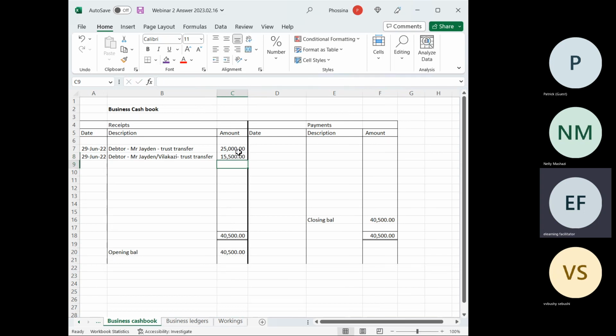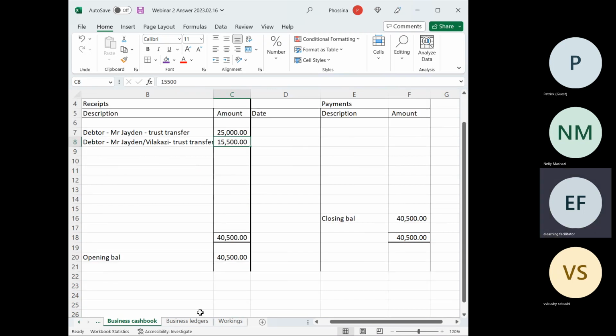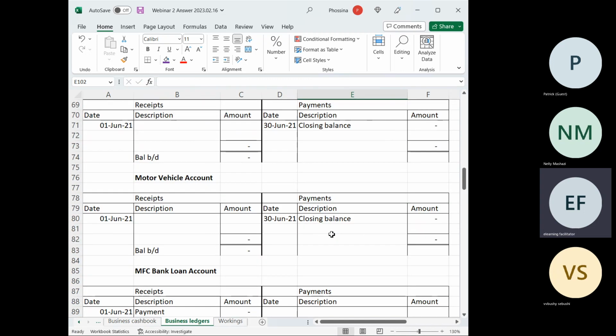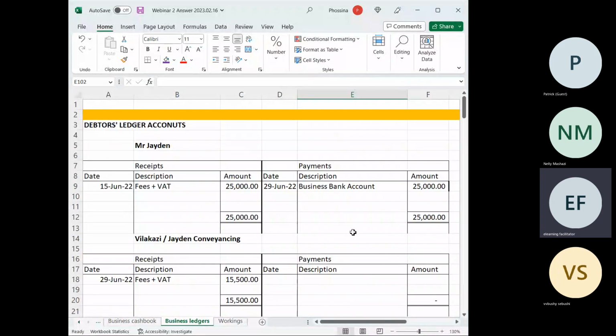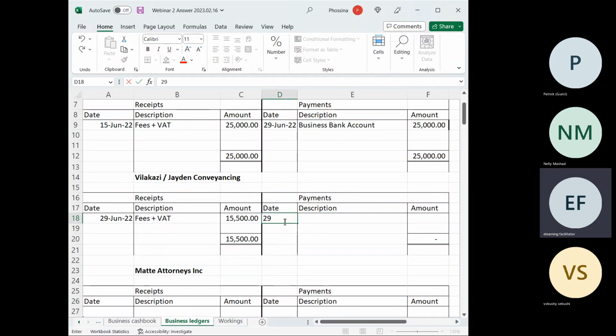15,500. So when we are receiving, we receive the full amount, because there's no need for us to split to show the VAT, because in our bank account, when we transfer, we just transfer the full 15,500 and it comes into our bank account and we receive it. So our ledgers are the ones that then help us to show the split. Okay, so we've recorded it, and then we go to our debtors and also record the double entry here. This is our ledger.